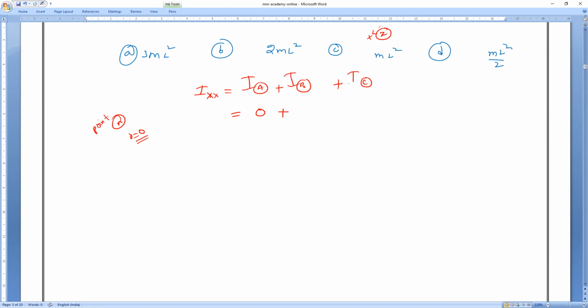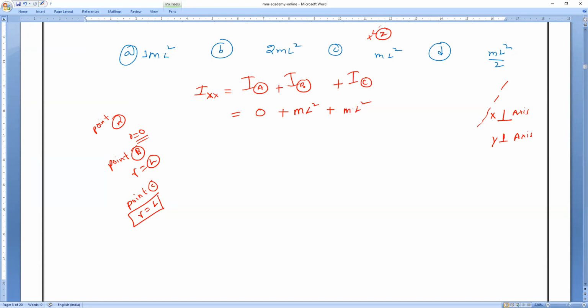Next, at point B. As I said, the axis of rotation is perpendicular to the XY plane. It is perpendicular to both X and Y. The mass is M. So how much distance is point B from the axis of rotation? R is equal to L distance. So it will give ML square. At point C, R is also L distance, so it will also give ML square. So ML square plus ML square equals 2 ML square. So what is the correct answer?